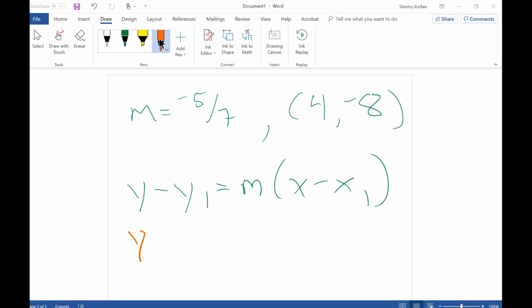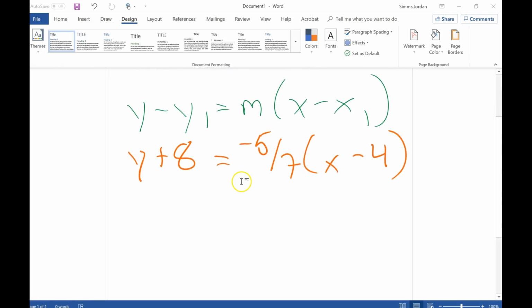Let me get a different color here. So that's going to be y plus 8, right? Watch the double negative on that, and you got that. Our slope is -5/7 times x minus 4. Okay, and you got to that point right there in orange. That was all good there.